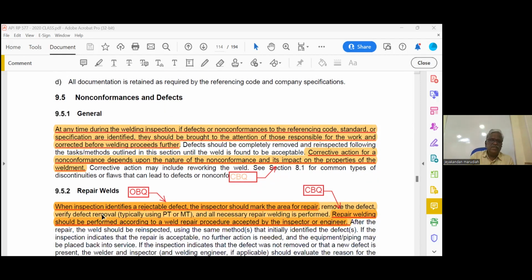Then repair welds. When inspection identifies a rejectable defect, the inspector should mark the area for repair. That is open book. Then this is closed book. Repair welding should be performed according to the weld repair procedure accepted by the inspector or engineer. That is closed book.